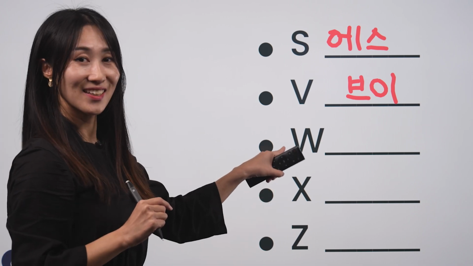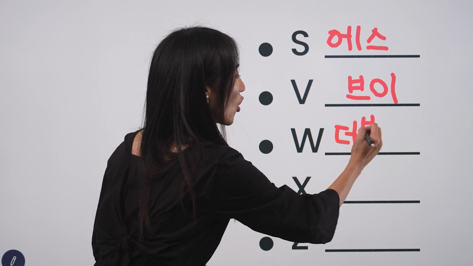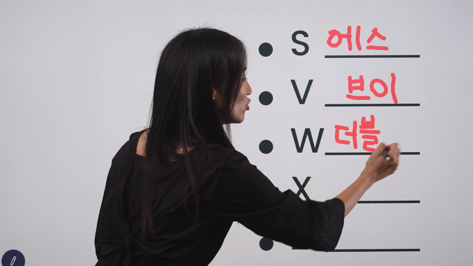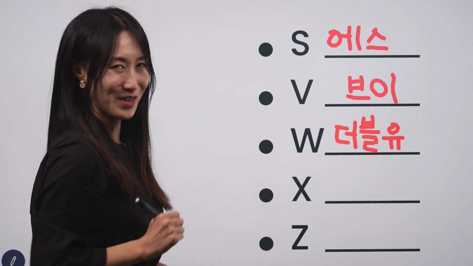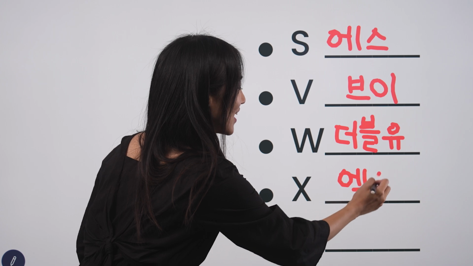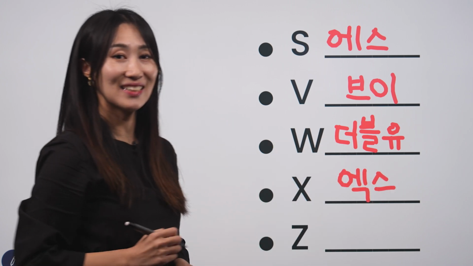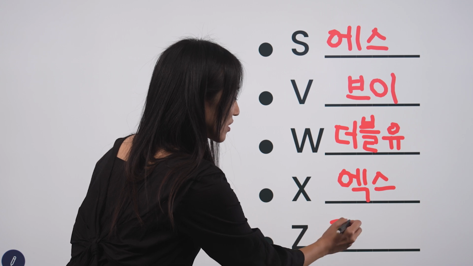How about this? This is W. W. And this one, X. I think you can guess now. It's X. X. It's not X. It's X. X. And this is G.